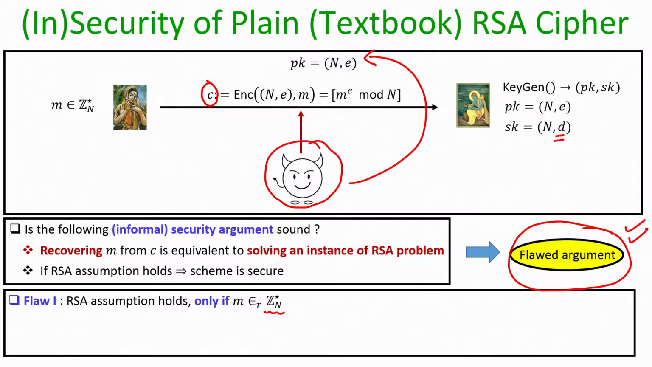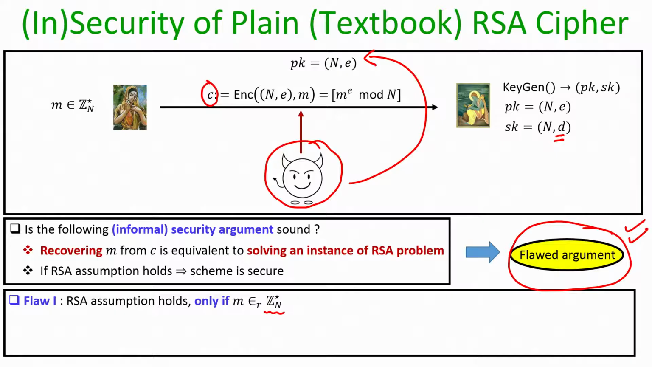But it turns out that this informal argument is completely flawed. This intuition that recovering the underlying plaintext from the ciphertext is equivalent to solving an instance of the RSA problem is completely flawed, and there are many reasons behind this flaw.